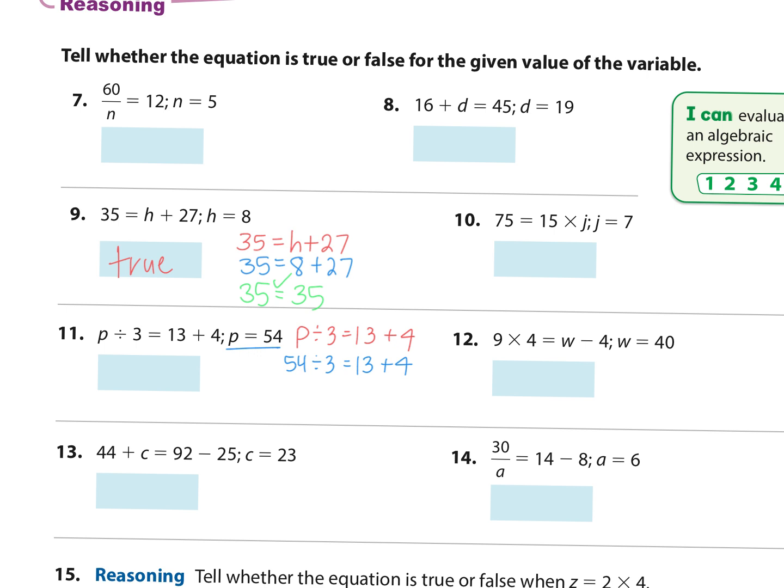So I have 54 divided by 3. If you don't know what it is, let's just practice our division over here. 54 divided by 3. 3 goes into 5 once. I'm going through the division step, so if you struggle with long division, pay attention. 3 goes into 5 one time. 3 times 1 is 3. Subtract, bring down. 3 goes into 24 8 times. So this is going to be 18. Equals, what's 13 plus 4? 17. They are not equal. So in the blue rectangle, I need to write false.